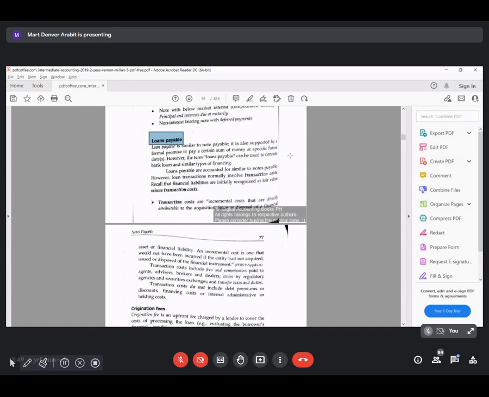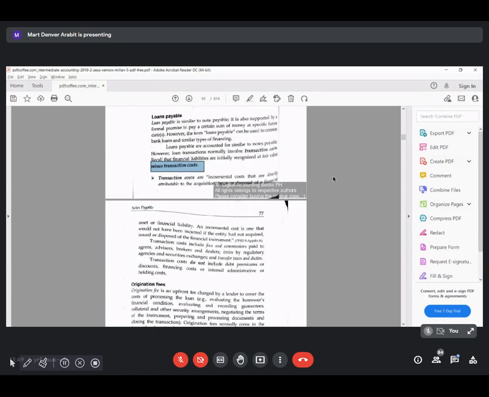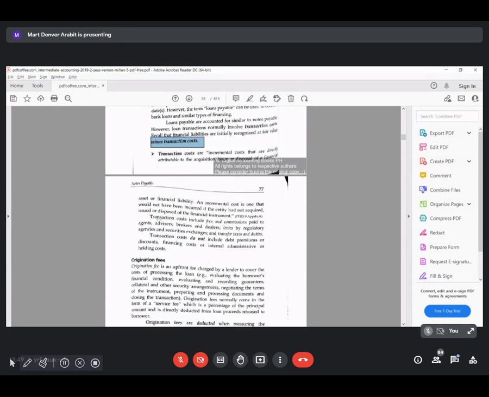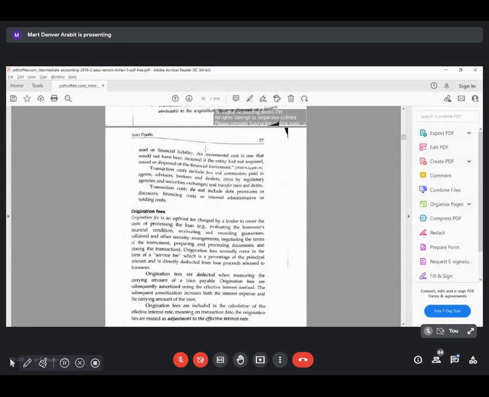However, loans transactions normally involve transaction costs. And recall that financial liabilities are initially recognized at fair value minus transaction costs. So the transaction costs are incremental costs that are directly attributable to the acquisition, issue, or disposal of a financial asset or financial liability. So an incremental cost, so this is also the same dun sa nakalagay na incidental costs dun sa pinakita ko sa inyo na amortization table. So this is also the same sa incidental costs. Yun lang yan.